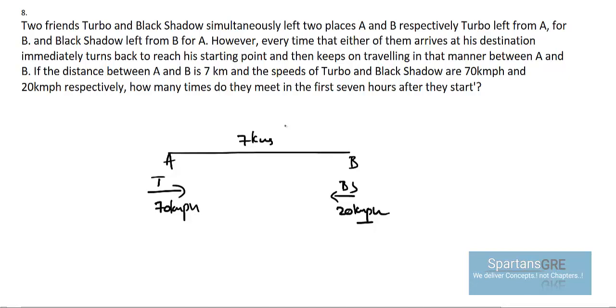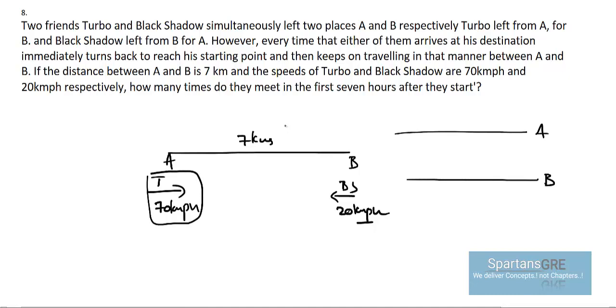Now if you draw the timeline, you are actually not required to draw the timeline, but still see this. Suppose I take this point as A and this point as B. For Turbo to travel from A to B, how much time does it take? 7 kilometers by 70 kilometers per hour, into 60 minutes, it will be 6 minutes. So for Turbo to come from here to here, it takes 6 minutes, and again to go back to A, it takes 6 more minutes. That means in total starting from here and coming back, it takes 12 minutes, right? So the timeline for A will be multiples of 12: 12, 24, 36 and so on, right?